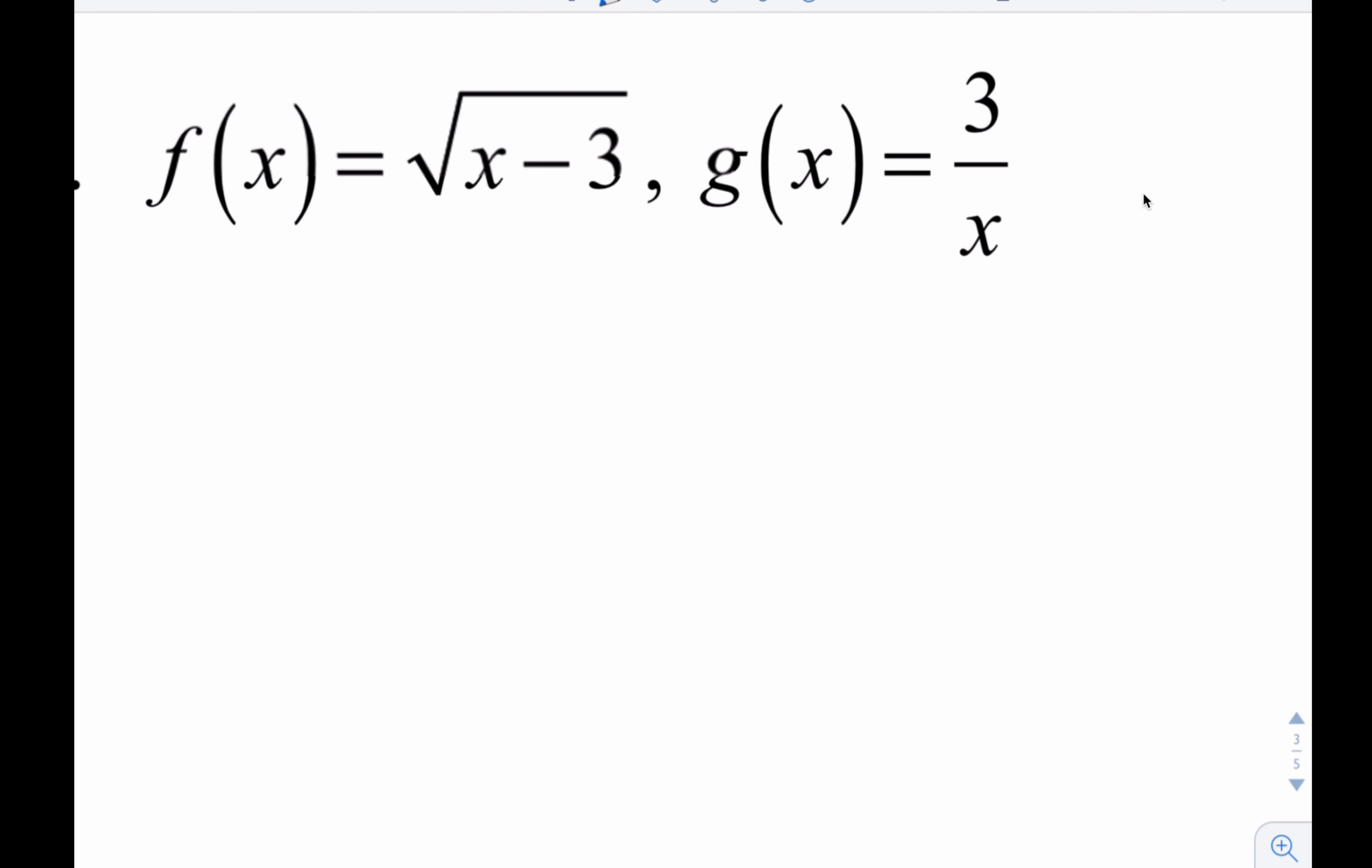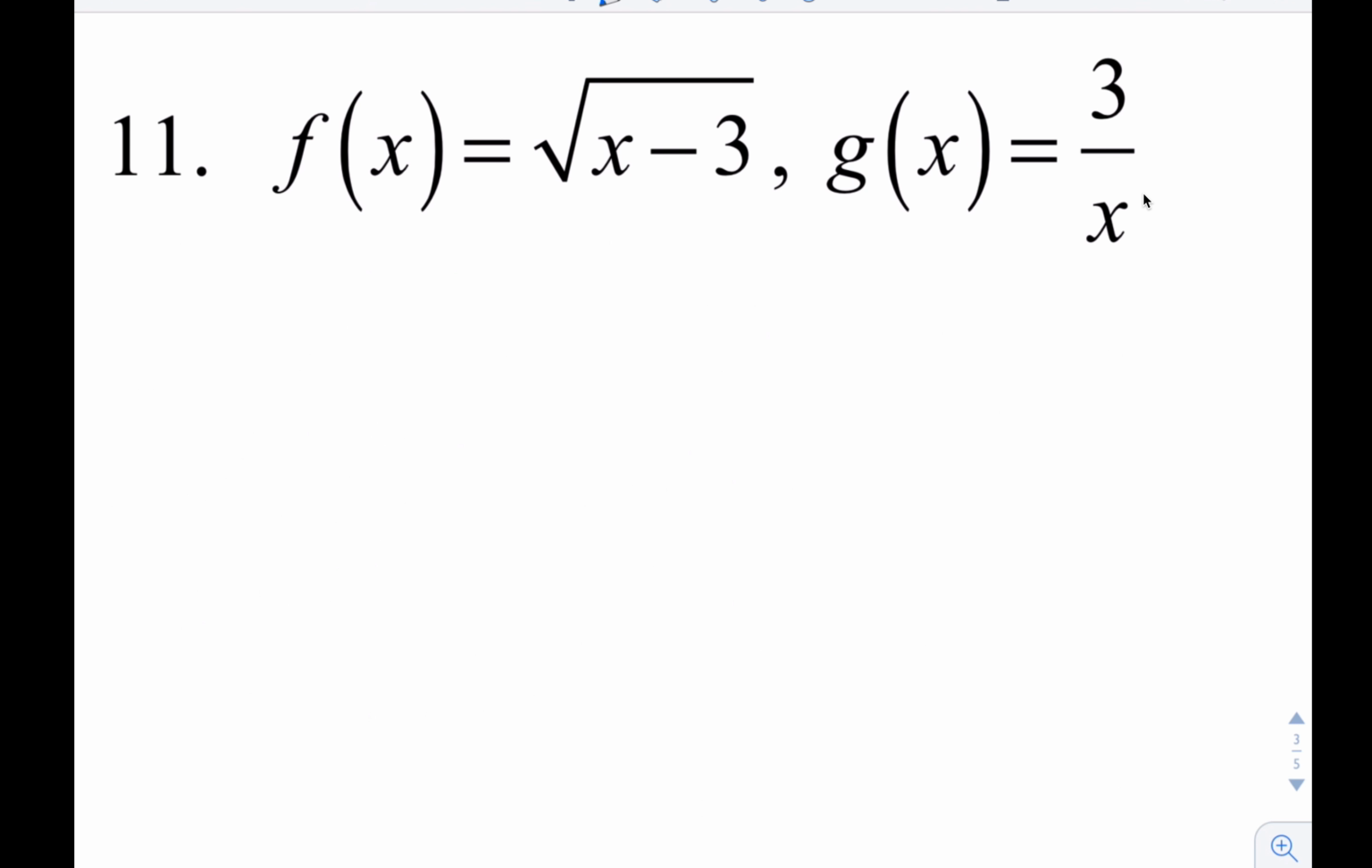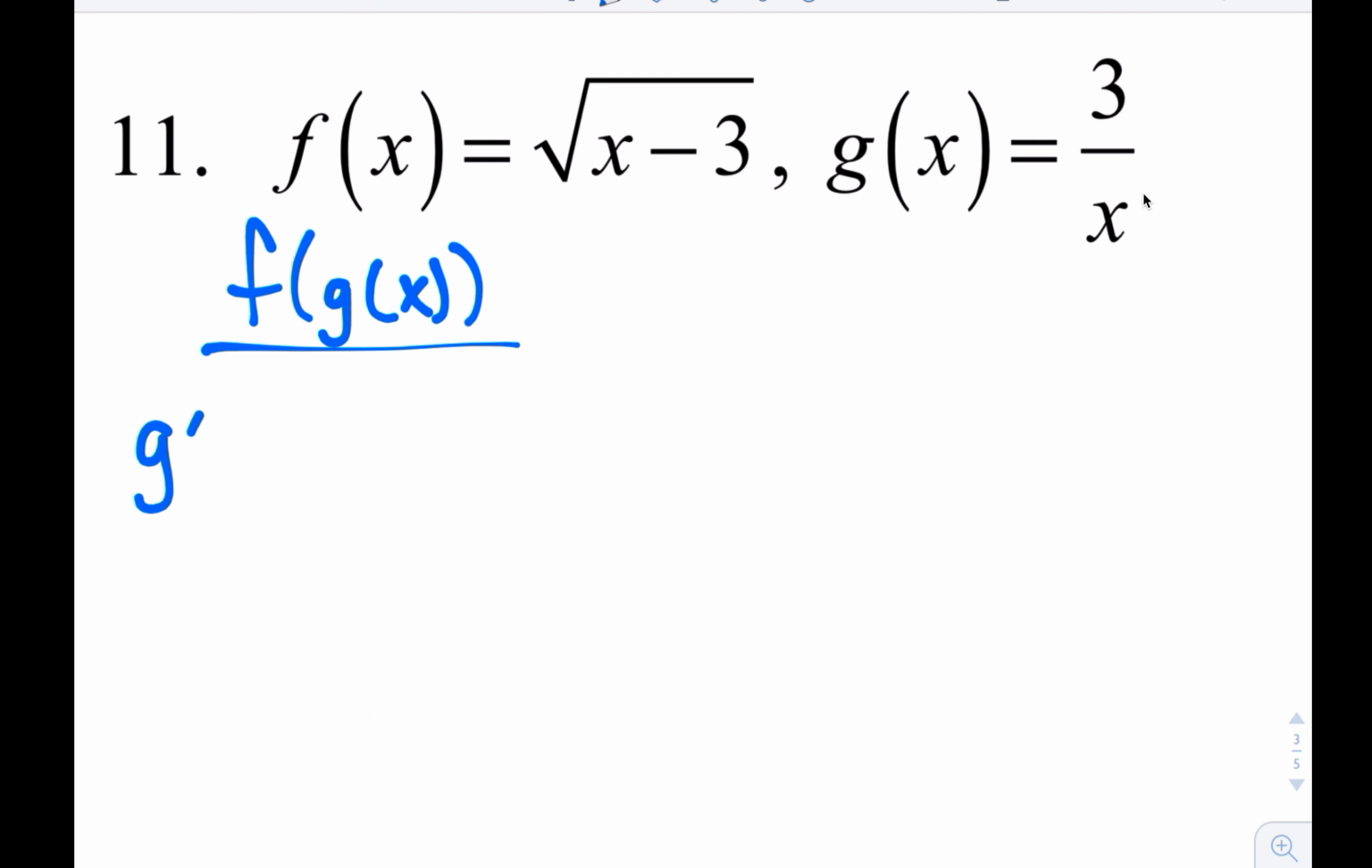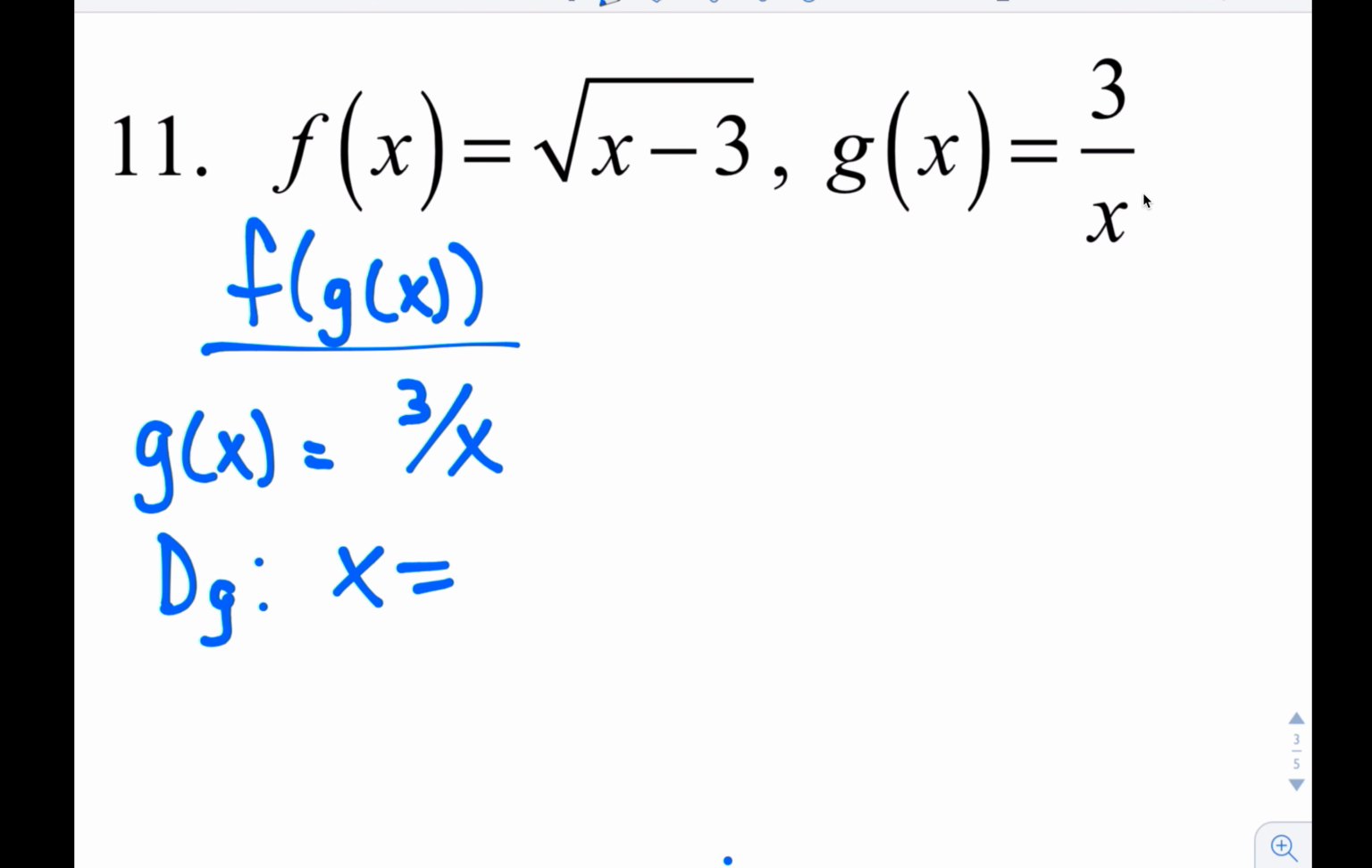Okay, so moving on to number 11 now. All right, so we got f of g of x. So the domain, I need to find the domain of g of x first. So g of x equals 3 over x. So the domain of that, right, x can't be 0. Can't plug 0 into the denominator. All right, so that's going to be the first part.